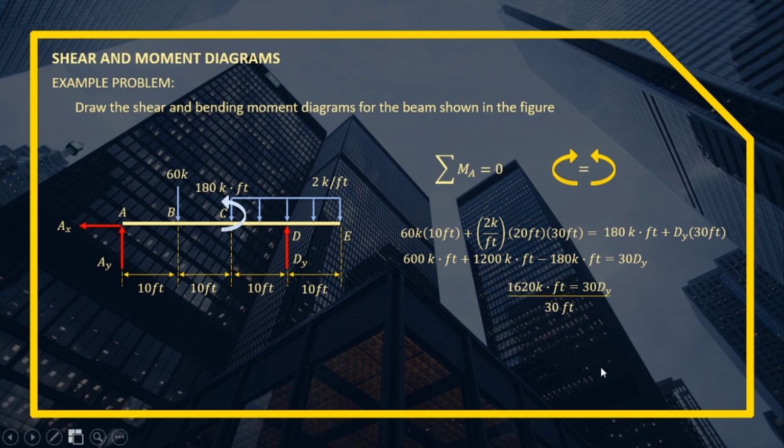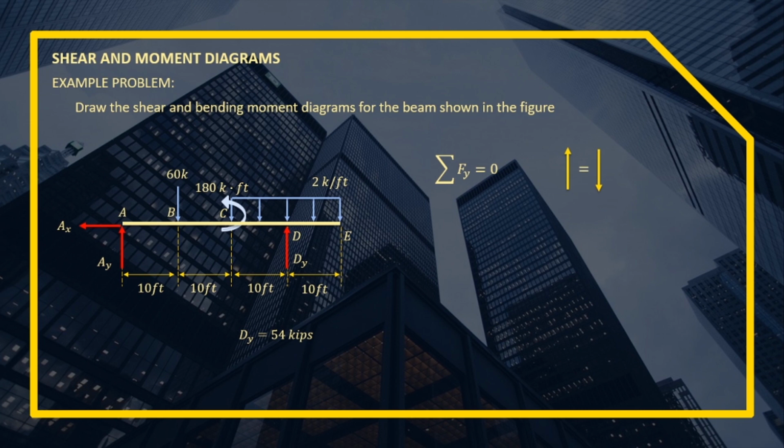So, divide both sides by 30. So, 1,620 divide 30, that is 54. So, cancel yung feet, kaya may iwan is kips na lang. So, yung DY natin is 54 kips. Positive yung nakuha natin. And yung direction natin for DY is pataas. So, next, pwede natin guys masolve yung AY na.